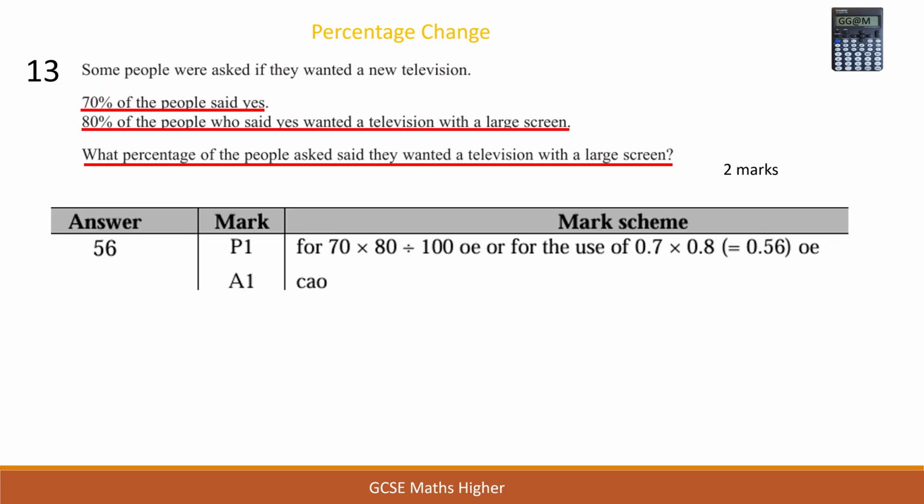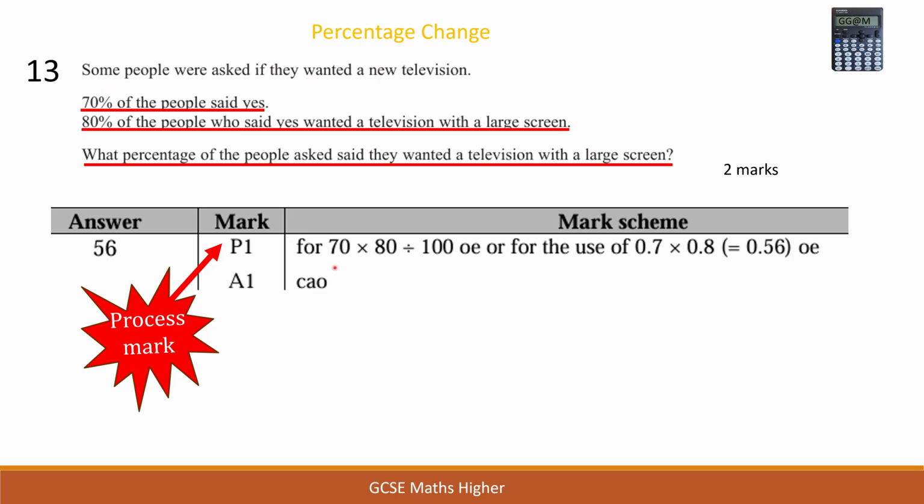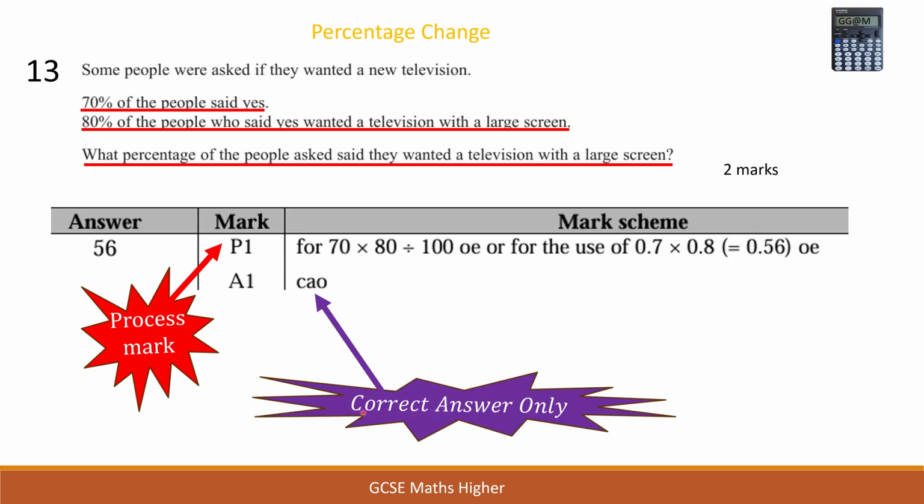The mark scheme said the answer was 56. P1 is a process mark or a method mark to show the workings. This is your working. The CAO means correct answer only for getting this answer here, 56. This OE on the right hand side means or equivalent. So 0.56, you could have written it in fraction form rather than written it in decimal form to get the method marks there.